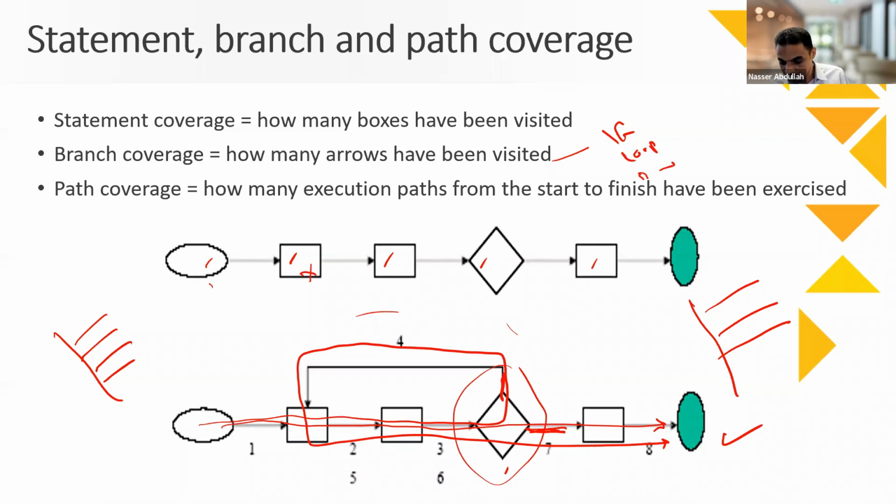I don't know, you talk about the statement or what? For the branch, you have only 2 branches, because as we say, a branch is any if or loop or switch case.